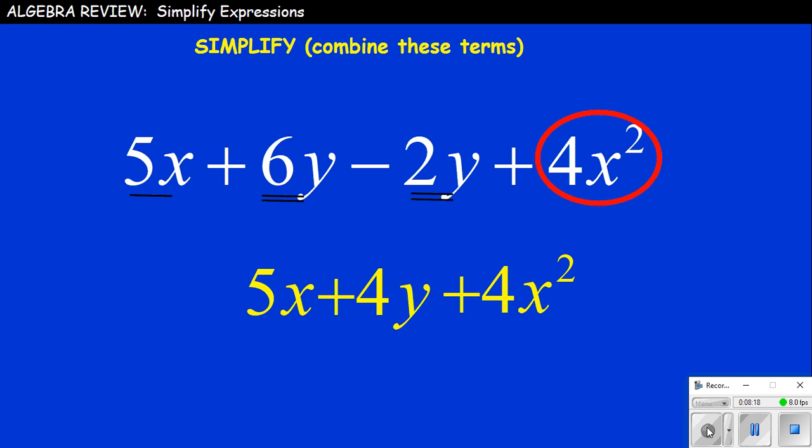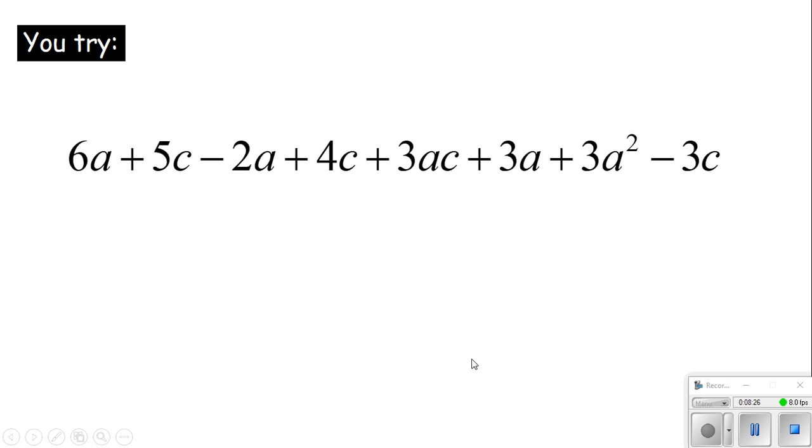And that's basically it. If you can do this, you can do most of the combining like terms that we'll deal with here in geometry. So here's a practice problem for you to try. It's kind of big and ugly, but start off by looking at the letters one at a time, and identifying the like terms.